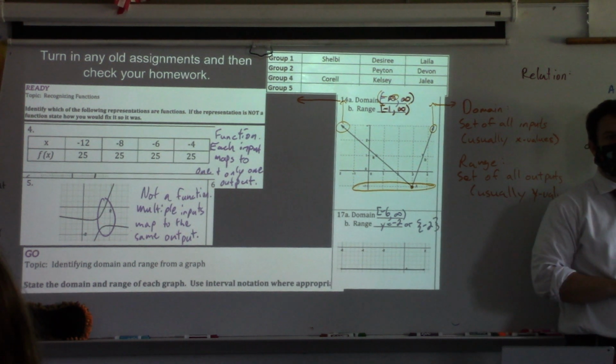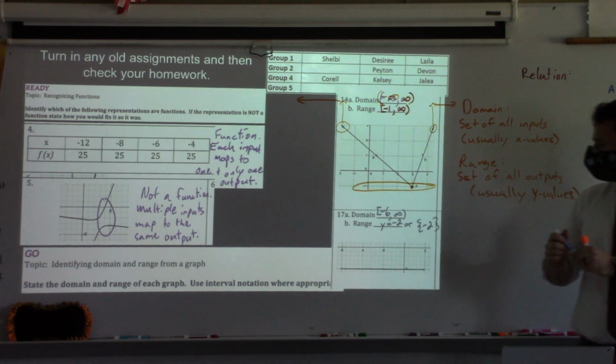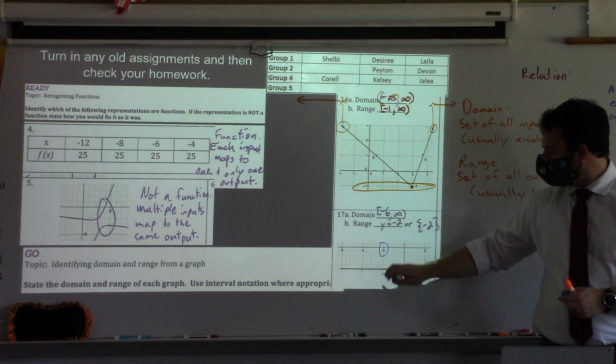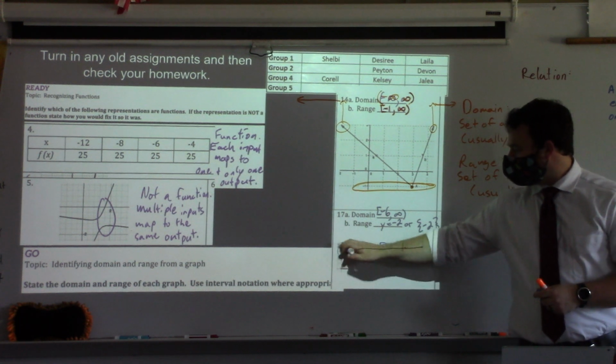No. Most people are pretty good with the domain after the previous explanation. I got that one wrong. But I would say I'm pretty sure most people got the range wrong. -6. I got it right. Oh yeah, Kelsey, if you look, here's -2, -4, so that's -6.